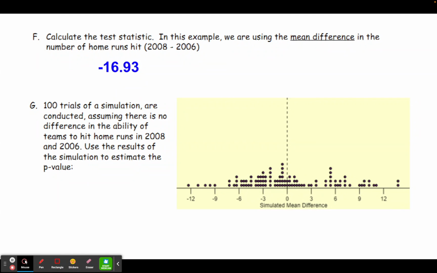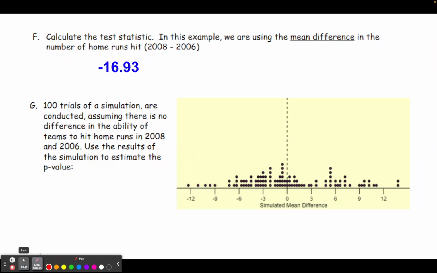And now in your notes, you have a dot plot, which is showing 100 trials of a simulation that were conducted, assuming that there's no difference in ability of teams to hit home runs. And notice that because we're assuming there's no difference in their ability, most of our results are pretty close to zero, right? So zero would mean no difference. We have some over here that are on the positive side, positive meaning that their number of home runs actually would go up from 2006 to 2008. Here we have some going down. So sort of symmetric around zero, which is what we would expect if there was no difference.